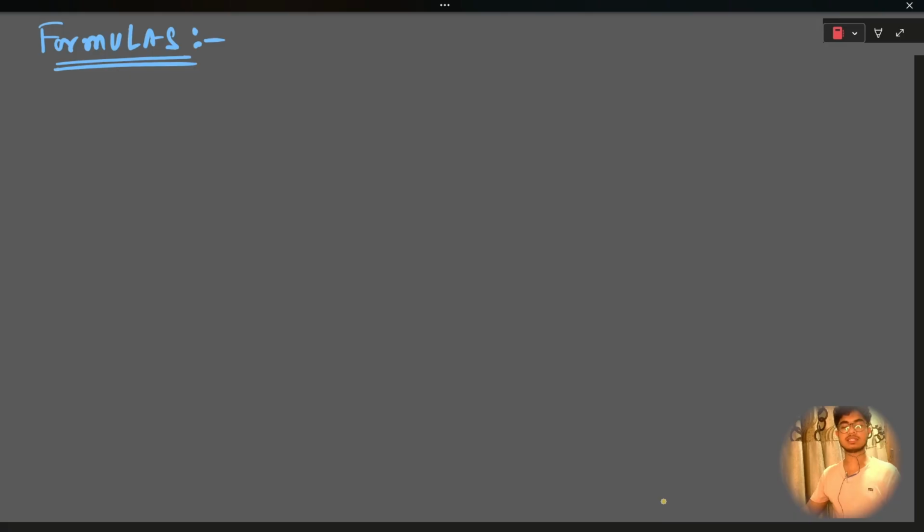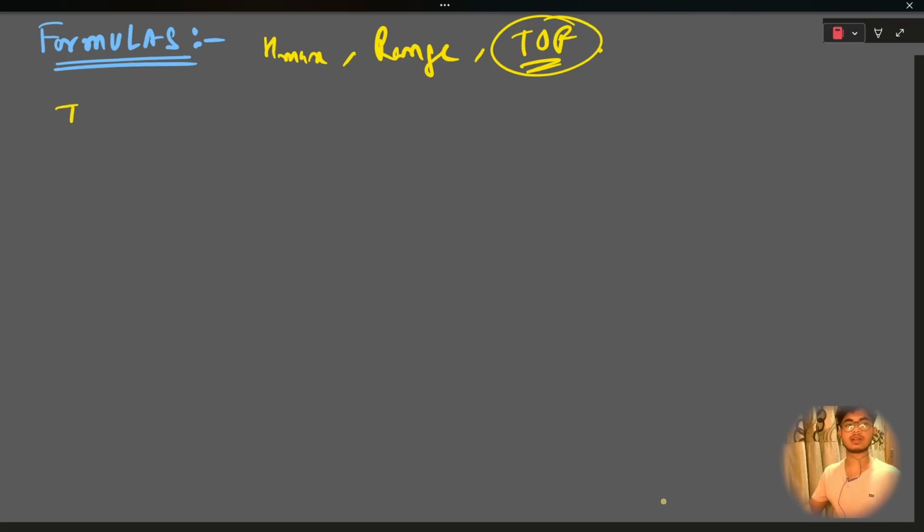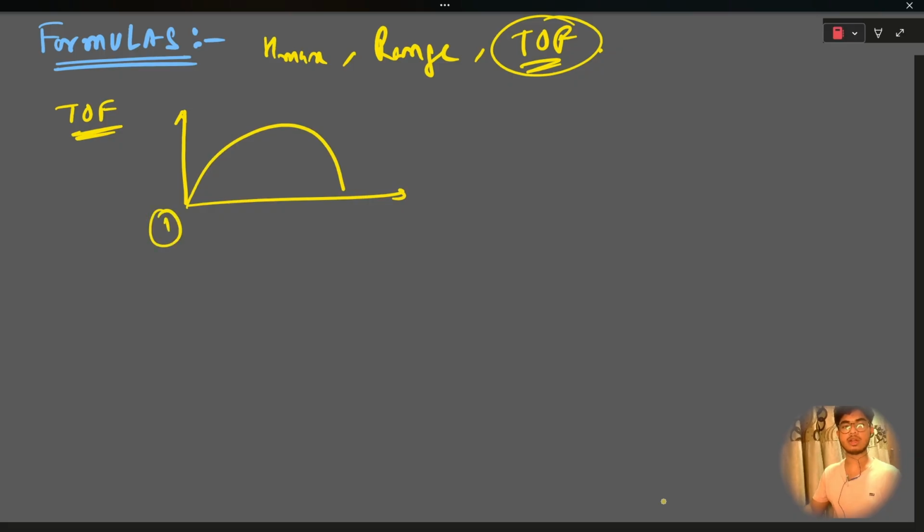So now we'll start by learning the formulas of maximum height, range, and time of flight. Start with time of flight. Time of flight is going from point 1 to point 3, suppose. This point is 2. The entire time required to go from 1 to 3 is the time of flight.